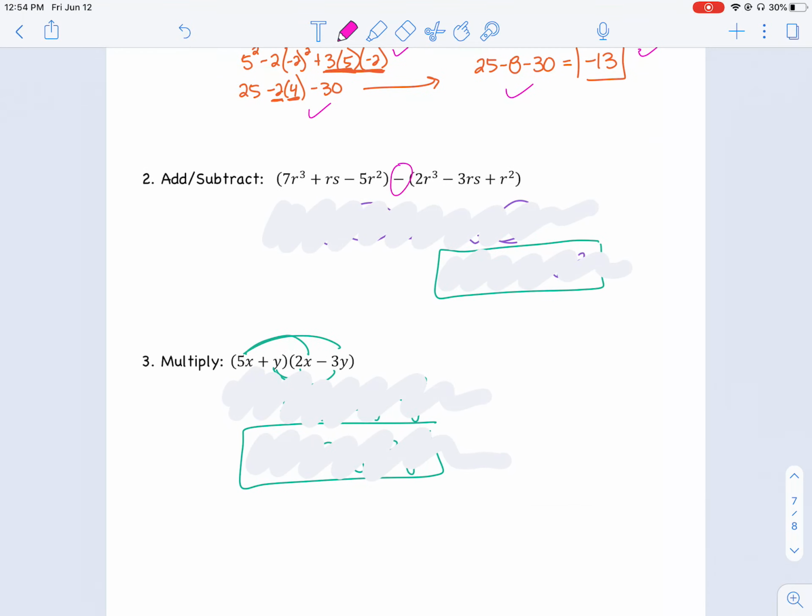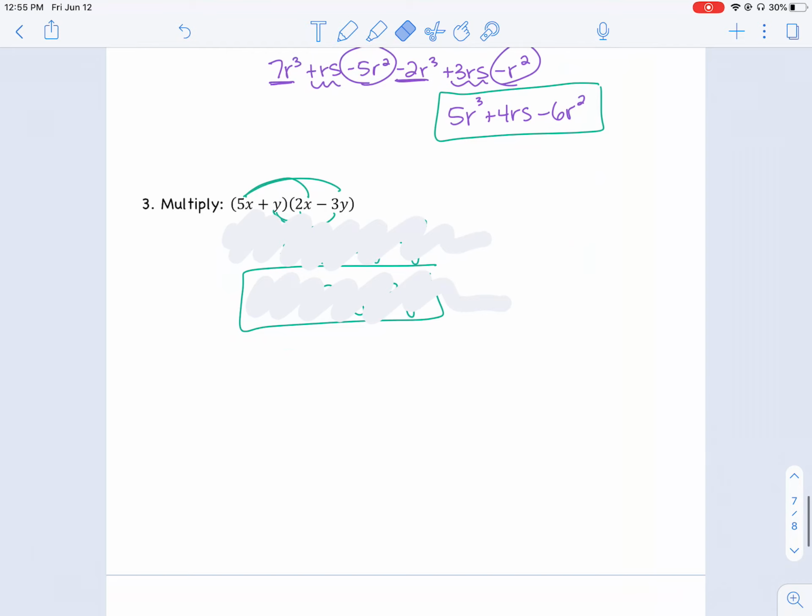Number 2 has us subtracting. We're going to distribute the negative 1 in front here, and then we're going to combine like terms. After distributing to get rid of the parentheses, my signs in the second parentheses change, and then I'm going to combine like terms. I ended up with a final answer of 5r cubed plus 4rs minus 6r squared. Hopefully you got the same thing as I did.